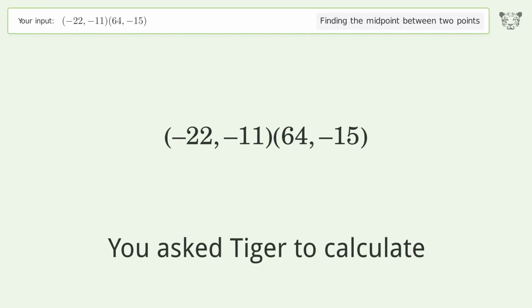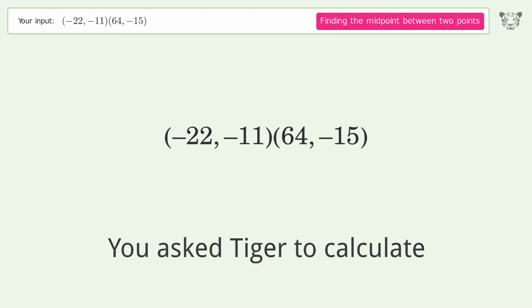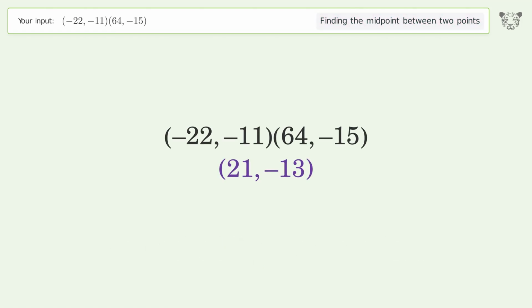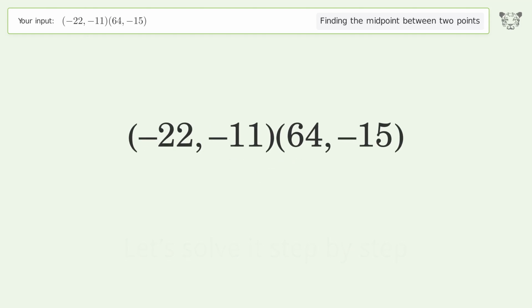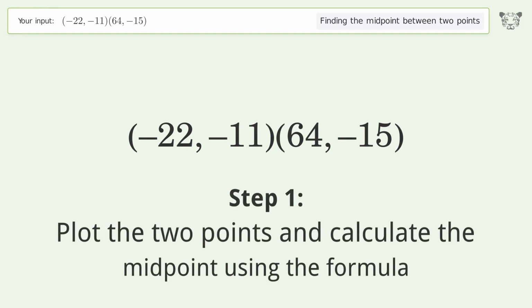You ask Tiger to calculate. This deals with finding the midpoint between 2 points. The midpoint between the 2 points is 21, negative 13. Let's solve it step by step. Plot the 2 points and calculate the midpoint using the formula.